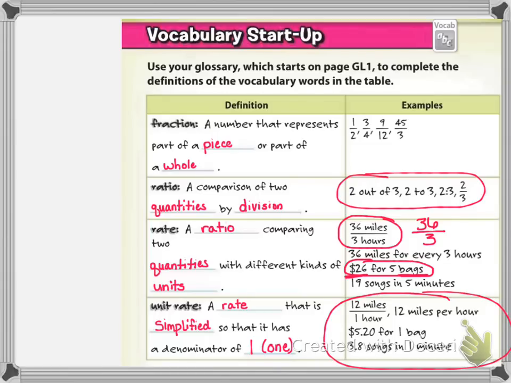And so this page is a really important page to review right before you take your quiz or your test, because it does include all the vocabulary that we're basically going to be dealing with almost for the remainder of this unit.